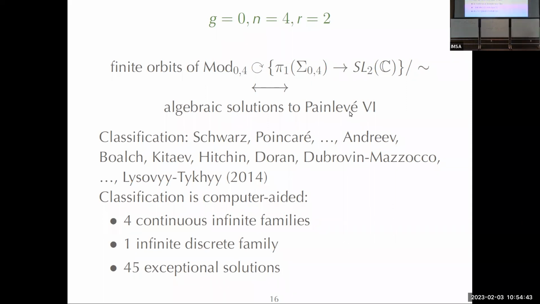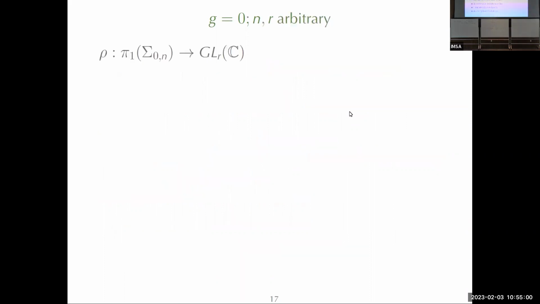And I think this points to the difficulty of the classification. If you look at this infinite discrete family, the orbits under the mapping class group, mod 0 4, are unbounded. So this tells you, even if you want to search with a computer, you have to be a little bit clever. It's not a finite classification.